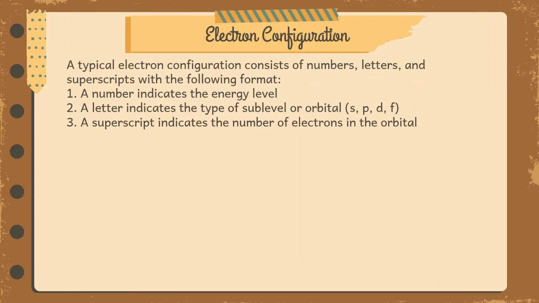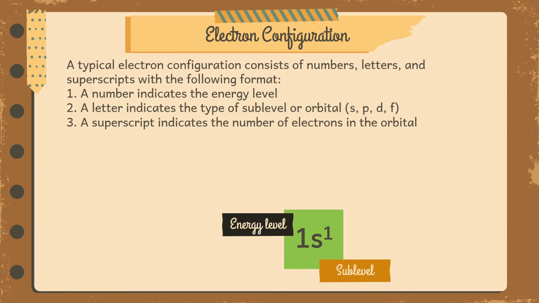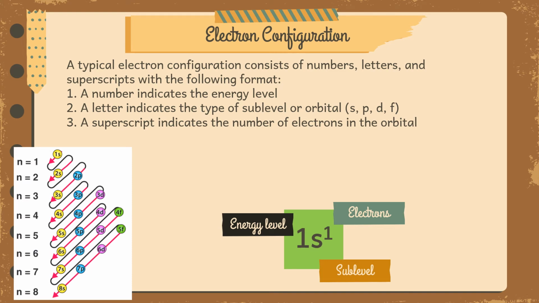A typical electron configuration consists of numbers, letters, and superscripts with the following format. A number that indicates the energy level, and a letter that indicates the sublevel. It could be S, it could be P, it could be D, or F. And a superscript that indicates how many electrons the sublevel can carry. Now, this electron configuration is summarized on this representation.